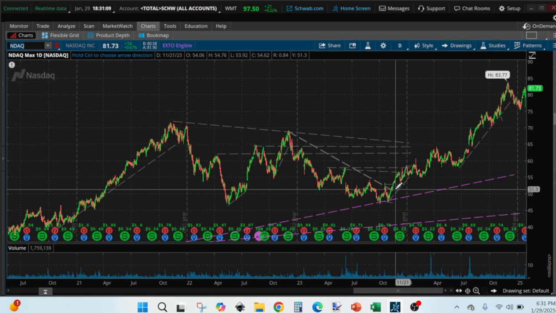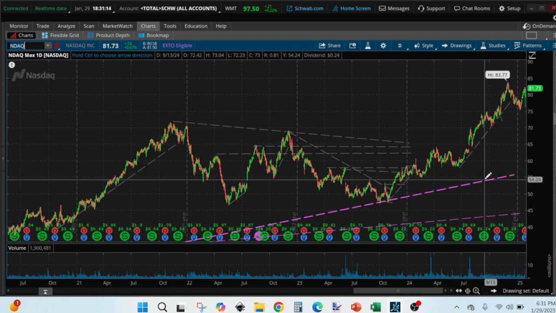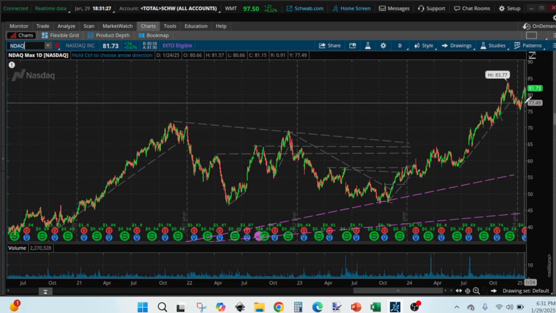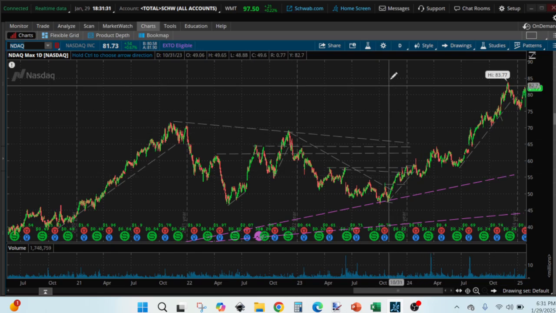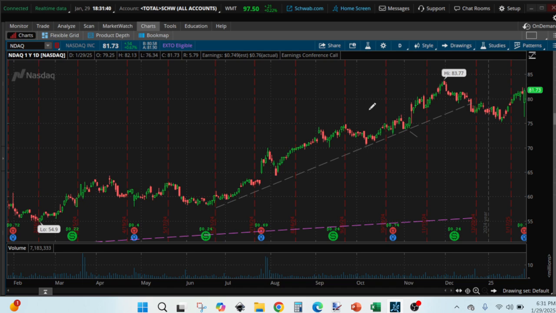So NDAQ, we have our purple lines. They are the lines that we are targeting to buy at. They are the trend line, the upper trend line, the long uptrend lines or support lines that we like to buy at. And we are going to compare where the price is right now to those lines. As a swing trader, you can analyze your chart on a daily chart, and you can use the maximum daily chart or 1 year daily chart.